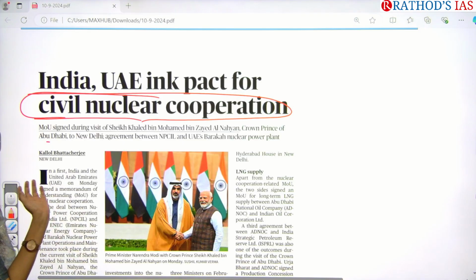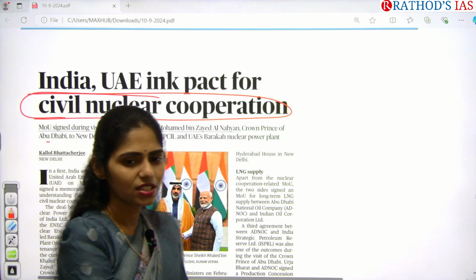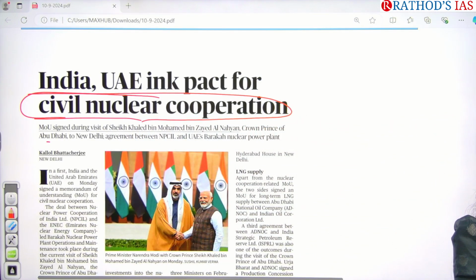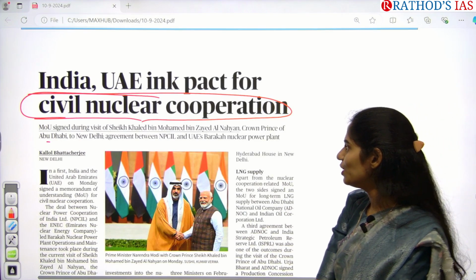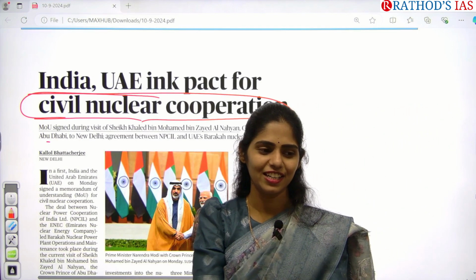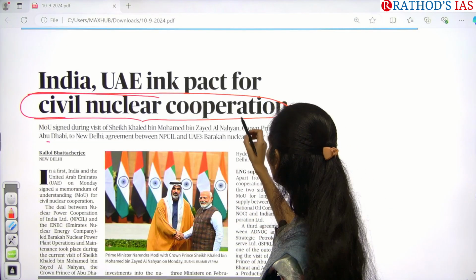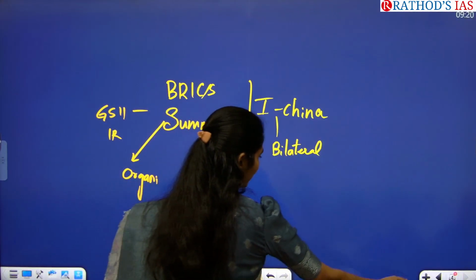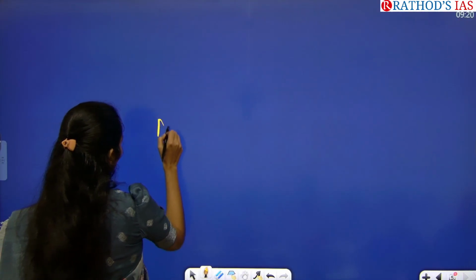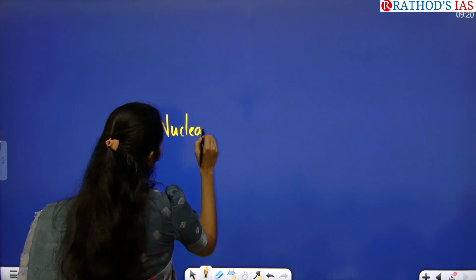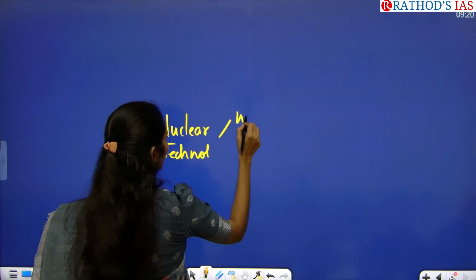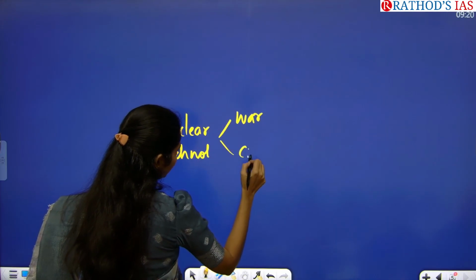So what is civil nuclear cooperation? What is the meaning of that? Tell me what that is. Okay, nuclear cooperation can be seen in how many areas? Where will we be using this nuclear technology? Yes, in war. And the next one is civil purpose.